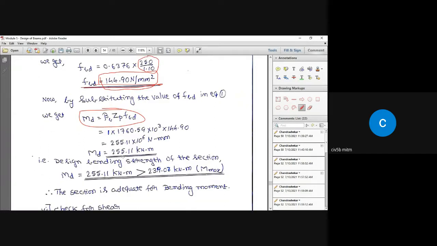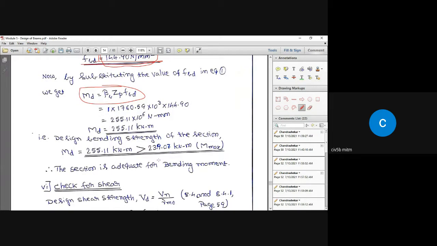So compare that value with 239.07 kilonewton meter. What is 239.07 kilonewton meter? That is the bending moment due to the design load coming on the beam. Capacity should be greater than the bending moment caused due to the load. So here the capacity is more, 255.11 kilonewton meter. So the section is adequate as far as bending is concerned. So that is done.